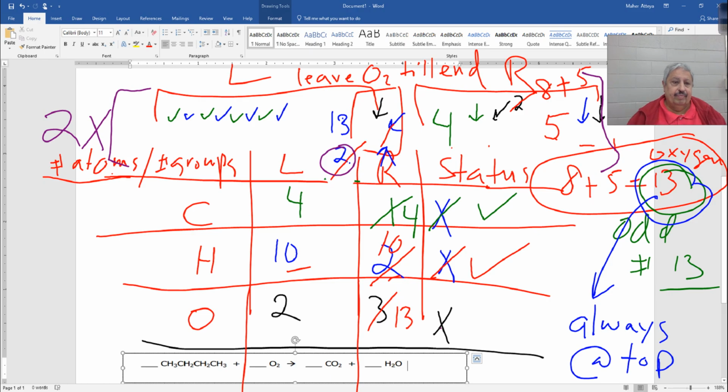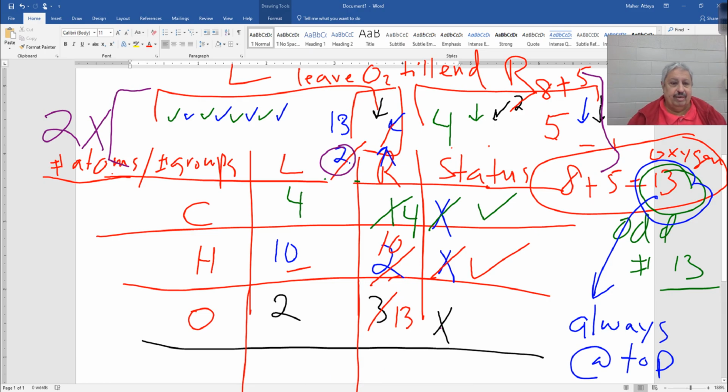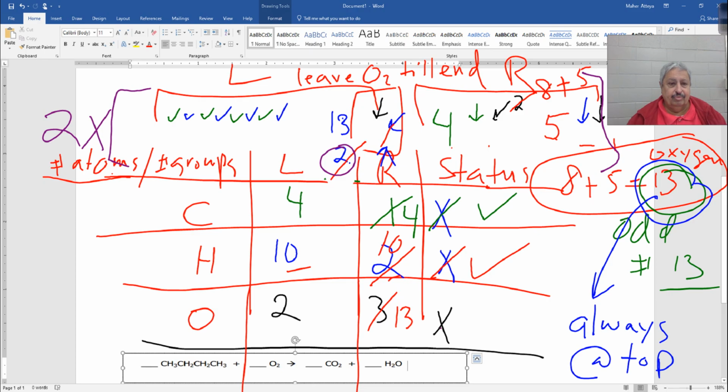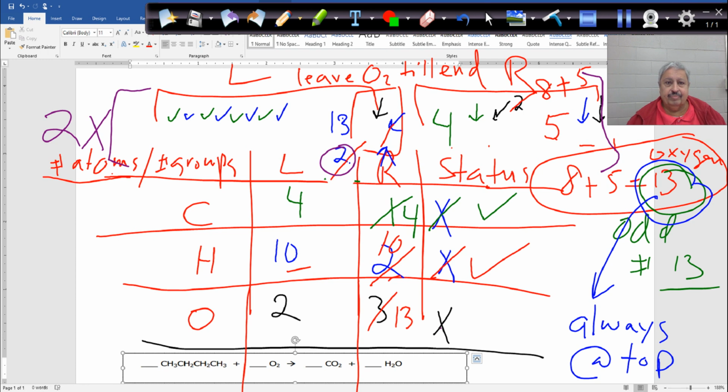So we have 2 multiplied by the whatever the carbon, correct? So I have here 2 multiplied by the whole thing. So let's put 2 here, correct? And then oxygen is what? 13. The two cancels out. 2 multiplied by 4 will be 8. And 2 multiplied by 5 H2O will be 10.